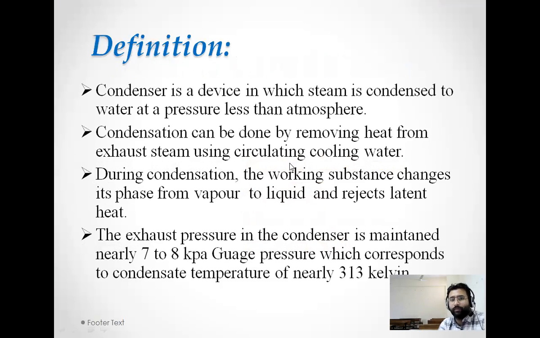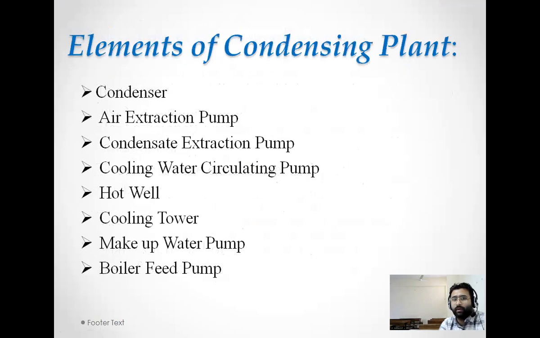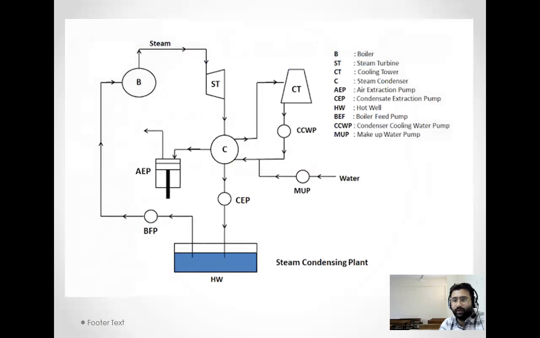So we'll continue. Yesterday we saw the definition, function, and main parts of the condensing unit. Let me just remind you once again, this is the main condenser. It has an inlet of steam from the steam turbine. Now steam will exchange heat with cooling water. Cooling water comes from the cooling tower. So here we have the cooling tower, and here we have the condenser.